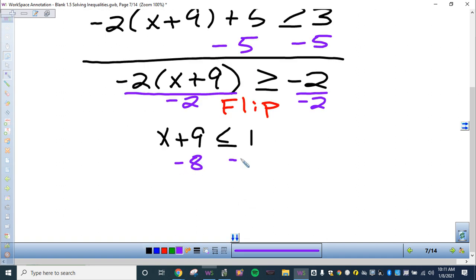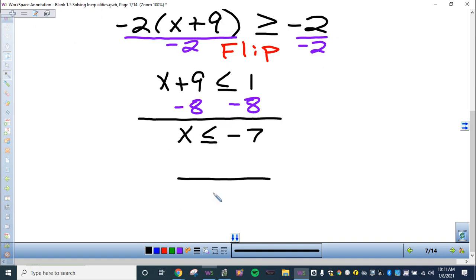Last step, subtract 8. 1 minus 8 is negative 7, so x is less than or equal to negative 7. When I make the graph, just write negative 7. Again, we have more stuff, so close dot. Pointing part goes to the left, pointing part goes to the left.